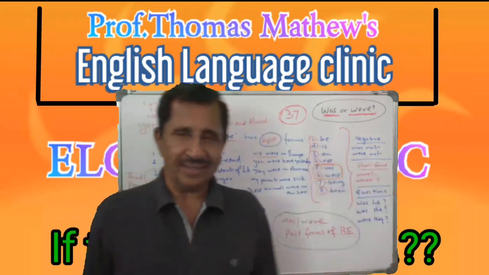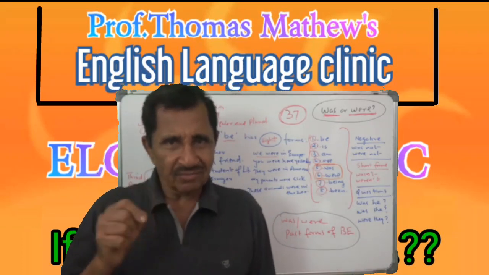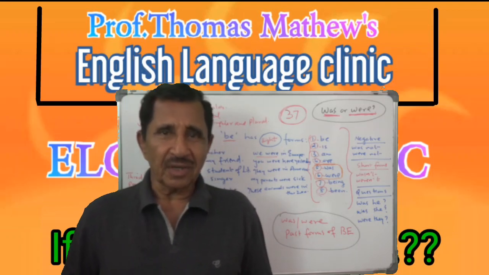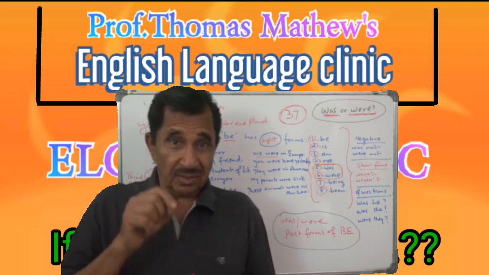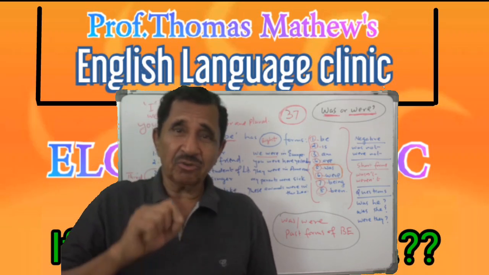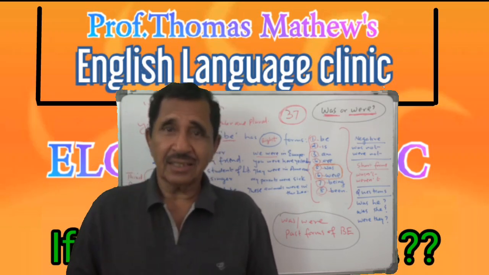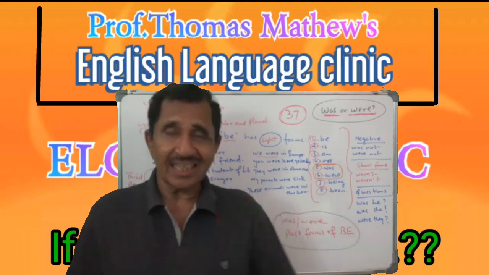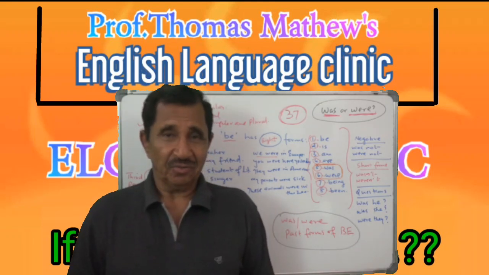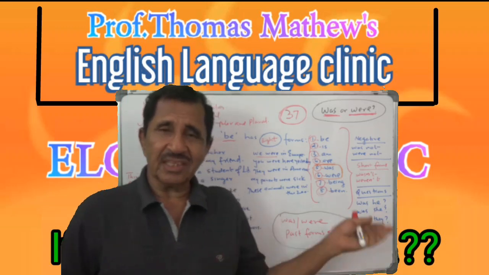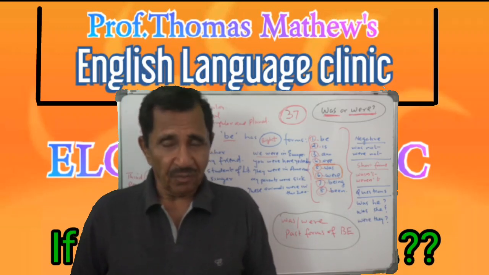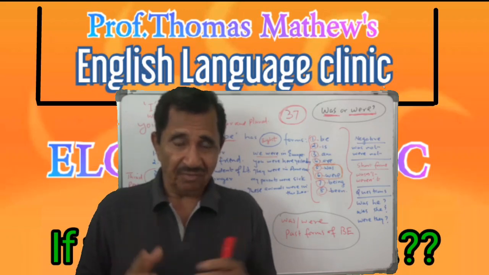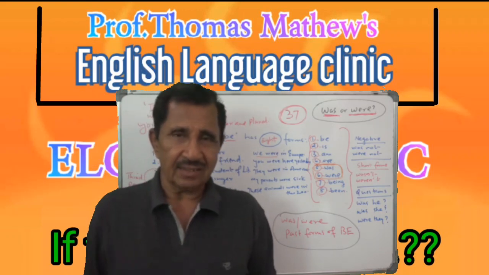Was or were? Was and were, these are the past forms of the verb to be. One of the basic words that you should learn thoroughly before you learn any other thing in English. Very important. As we have seen, it has got 8 forms and each form has got a special function that we will see later.